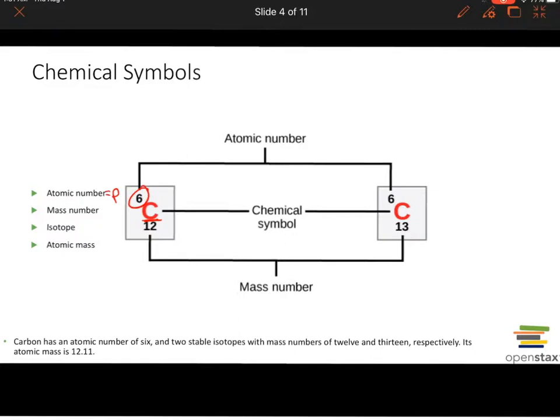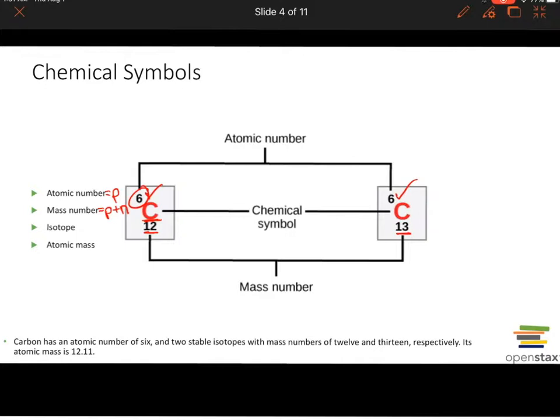The mass number is going to equal the number of protons plus the number of neutrons. So pretty much what's in the nucleus, what's in the core of that atom of carbon, protons plus neutrons is going to equal the mass number. Isotopes are something different. They'll be the same element, but they'll be slightly different versions of it. So here we have two examples of carbon. We have carbon 12 and we have carbon 13.